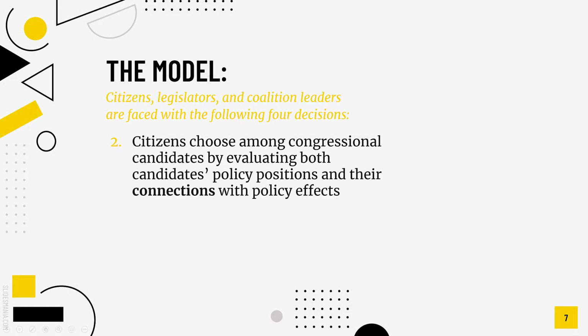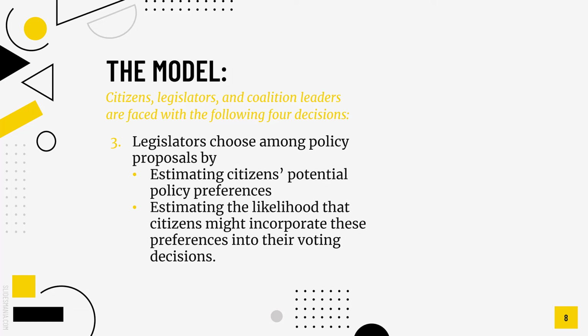Second, citizens choose among congressional candidates by evaluating both candidates' policy positions and their connections with policy effects. Okay, so now this is a separate step, right? Because citizens not only have to evaluate policy, they then have to incorporate that evaluation into their electoral decision making. These are two separate steps, and they're thinking about the policy positions and those predicted impacts of the policy proposals, as well as the connections candidates have to the current state of affairs, the policy effects.